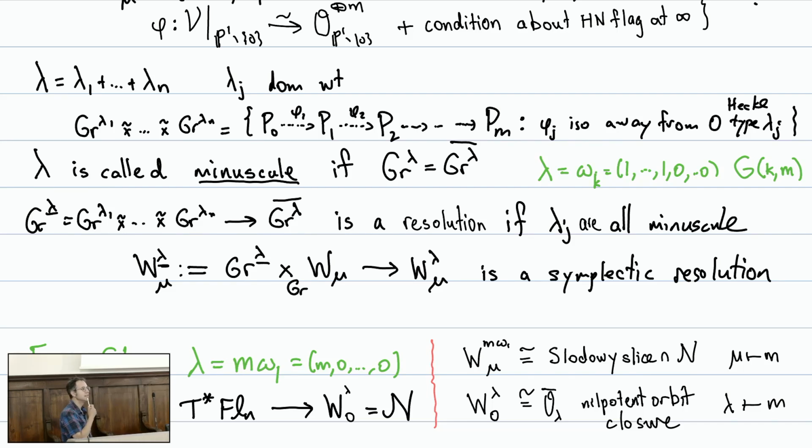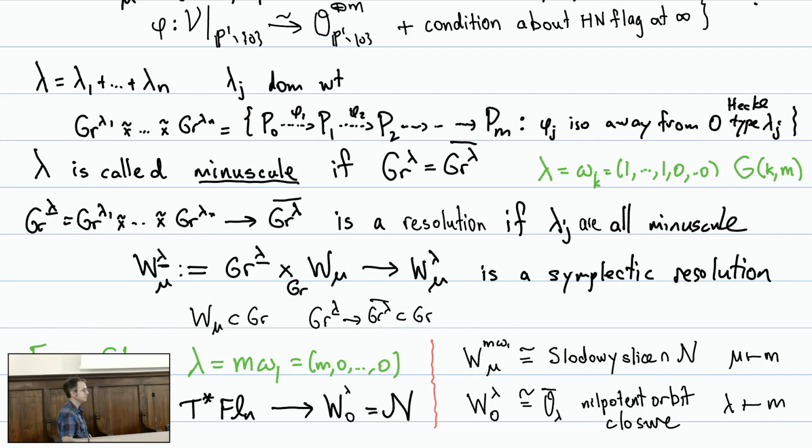Yeah? What is the Grassmannian over which we're taking the fiber product? Sorry, say that again? What is the Grassmannian over which we're taking the fiber product? Oh, so this is the affine Grassmannian. So this W mu is a subvariety of the affine Grassmannian. This Gr lambda with the underline maps to Gr lambda bar, which is a subset of the affine Grassmannian. And I'm taking the fiber product over the affine Grassmannian.